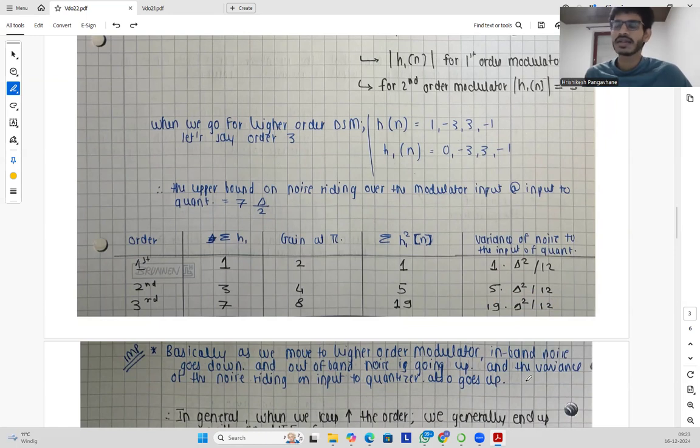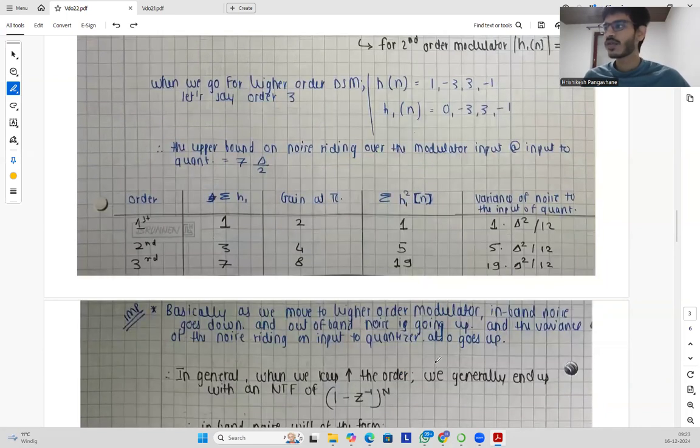So it doesn't mean that we'll keep on increasing the order. That loop needs to be broken at some point. And on what basis will it be broken? We will arrive at that point. But as of now, we need to focus on the fact that the variance of the noise is drastically increased when we are moving to higher order.